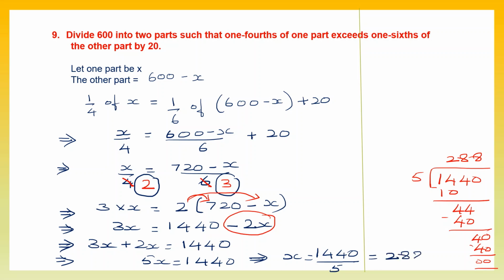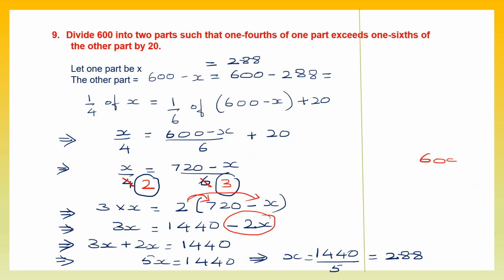And what is x? Look at the first statement here. Let one part be x. Remember, we are dividing 600 into two parts. So one part is x. That means one part is 288. So we found this to be 288. Now the other part is 600 minus x. That means it is 600 minus 288. So let's subtract these two.